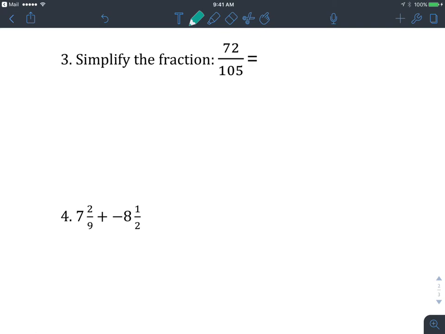Simplify the fraction. 72 and 105. Odd number and an even number. Let's check. Well, it's not 5 because they don't end in 5 and 0. It's not 2 because they're not both even. So let's try 3. 7 plus 2 equals 9. 1 plus 0 plus 5 equals 6. Both are multiples of 3, meaning that 3 is going to go into both of these numbers. Let's find out how many times. I'm going to let you finish that one up yourself.